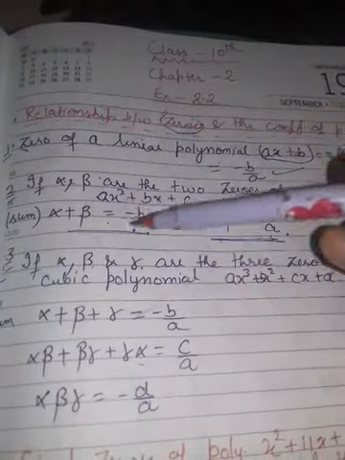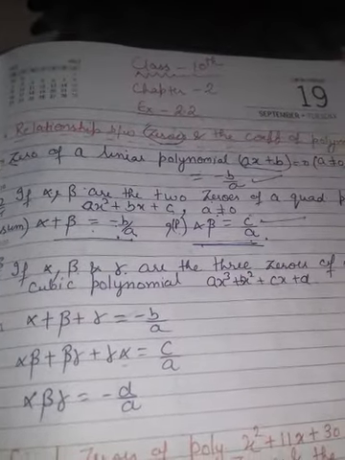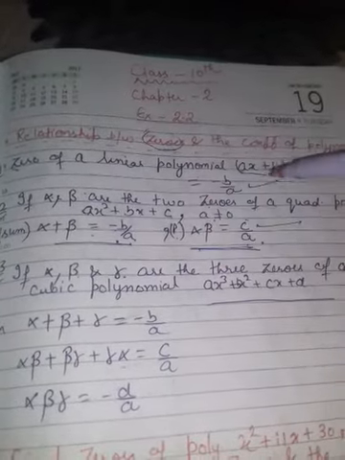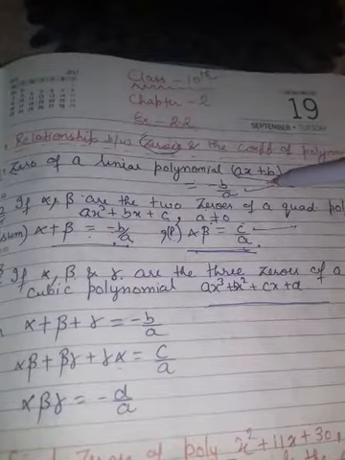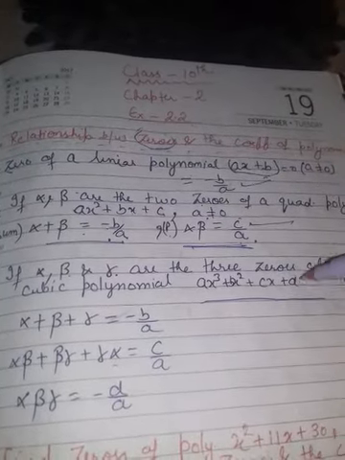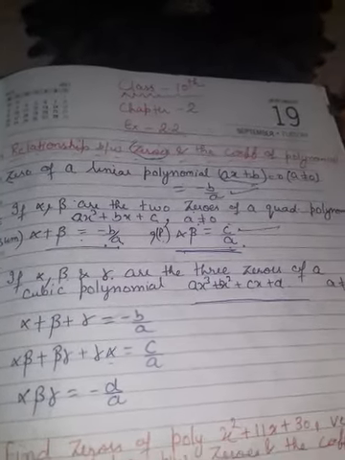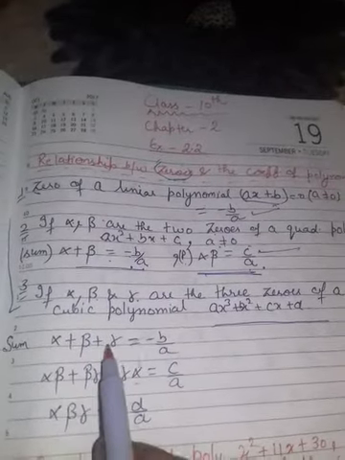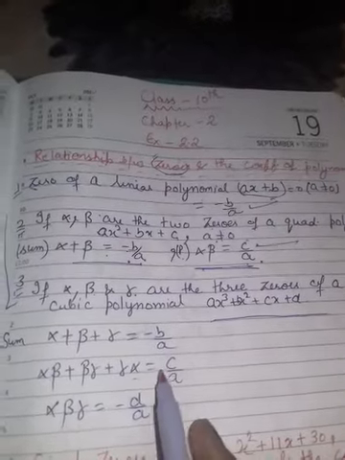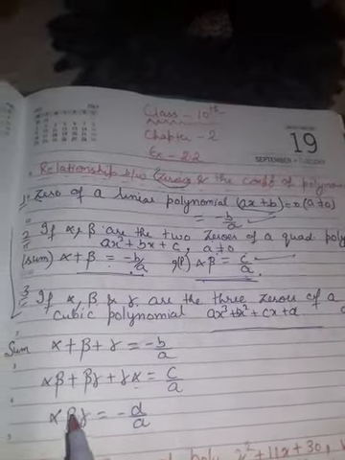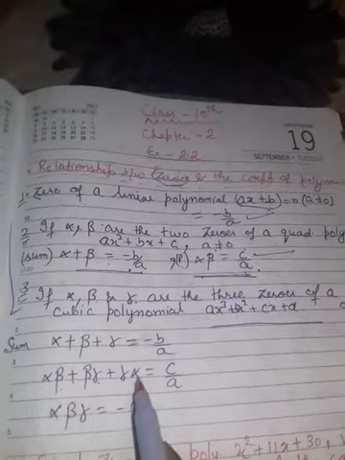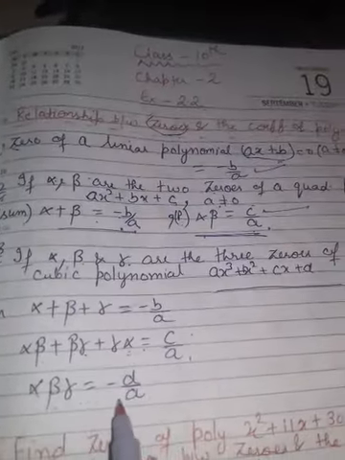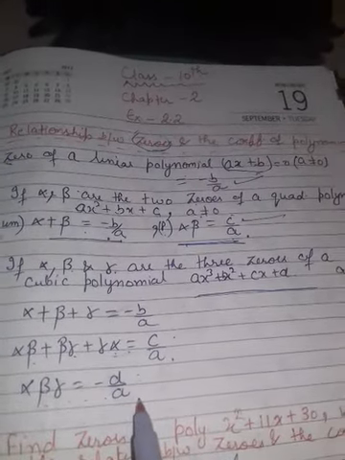Next one is, if alpha, beta and gamma are the three zeros of a cubic polynomial. This is a general quadratic polynomial, this is a linear polynomial, this is a cubic polynomial. Then three roots will be here, we have taken alpha, beta and gamma. So the sum of roots is equal to the same, minus b upon a, and alpha beta plus beta gamma plus gamma alpha is equal to c upon a, and alpha beta gamma is equal to minus d upon a.